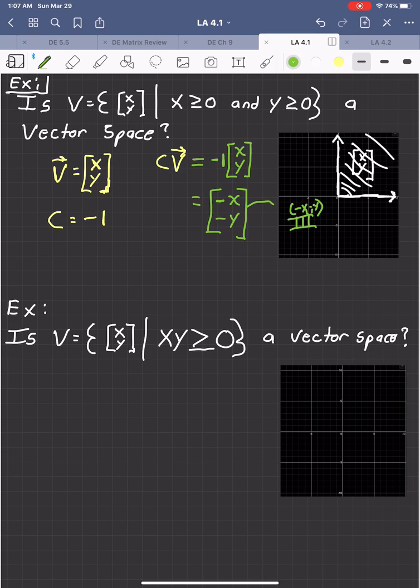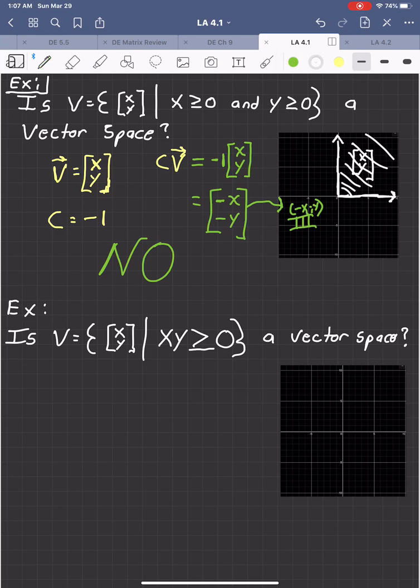Do you understand that you don't have closure under multiplication? So therefore, is the following V a vector space? The answer is no. If you can show that it doesn't satisfy one of the axioms, then you have shown that it is not a vector space. Okay. Let's continue.